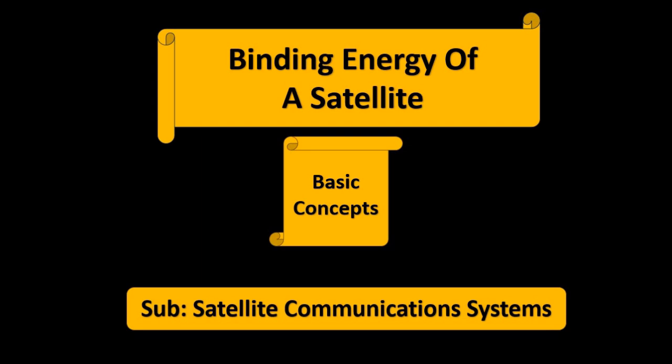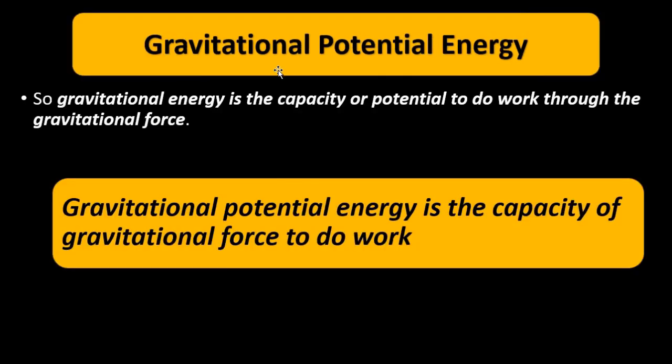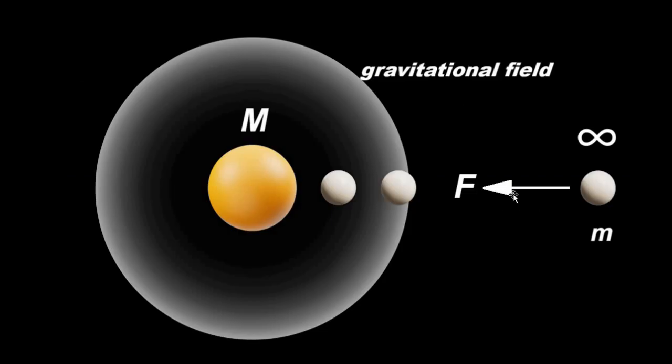Going back to the previous concepts, the total energy of a satellite is the sum of the potential energy and kinetic energy of the satellite. For potential energy, we have to use the concept of gravitational potential energy, which is the capacity of gravitational force to do work. It is basically the work done in bringing an object from a far away distance, let's say from infinity, to a certain point in the gravitational field of the source mass. Here capital M is the source mass and small m is the test mass. The test mass is brought from infinity to a certain position within the gravitational field.